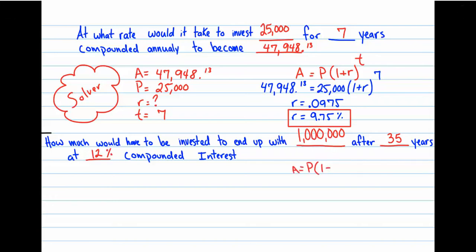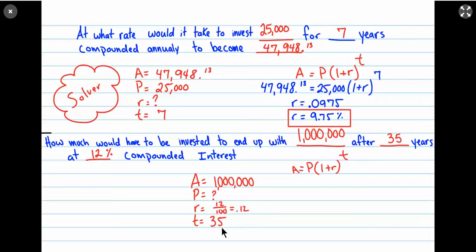So I'll start with the formula. And I want to go ahead and, well, I need to think here. I want to find out how much would have to be invested. What does that mean as far as A, P, R, T? Which one am I looking for? Okay, well, I know this one. I know the amount that I want to have. Let's see, I have 35 years at 12%. So I know the T and I know the rate. So what I'm actually looking for here is the P. How much would have to be invested? How much do I have to start with?